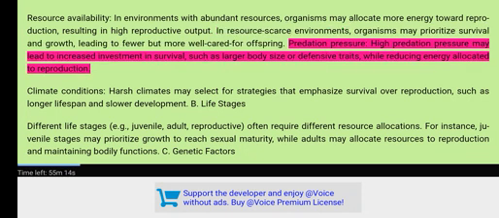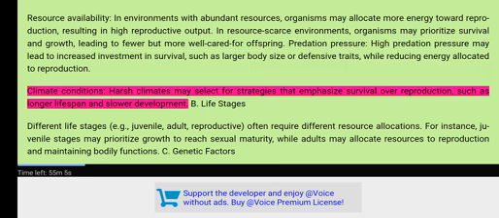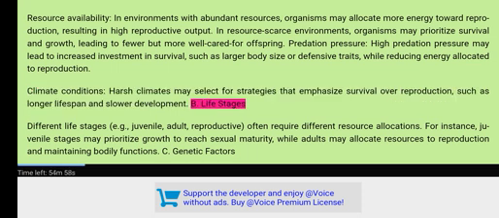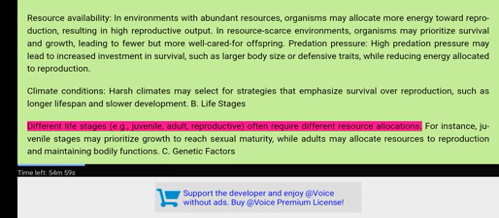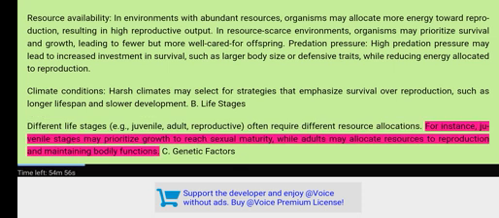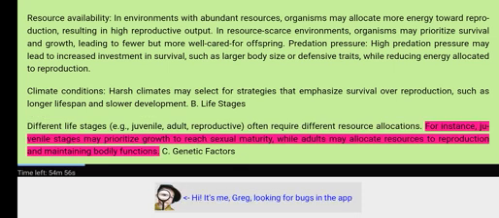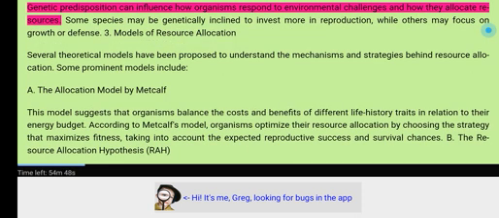Predation pressure. High predation pressure may lead to increased investment in survival, such as larger body size or defensive traits, while reducing energy allocated to reproduction. Climate conditions. Harsh climates may select for strategies that emphasize survival over reproduction, such as longer lifespan and slower development. B. Life stages. Different life stages, e.g., juvenile, adult, reproductive, often require different resource allocations. For instance, juvenile stages may prioritize growth to reach sexual maturity, while adults may allocate resources to reproduction and maintaining bodily functions.